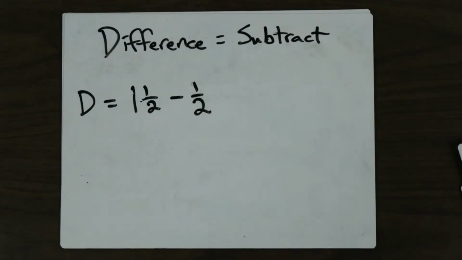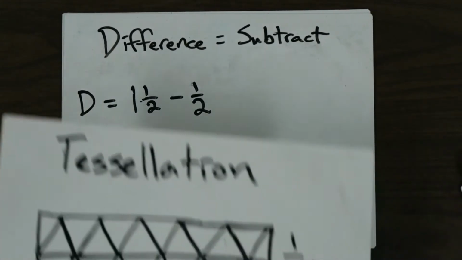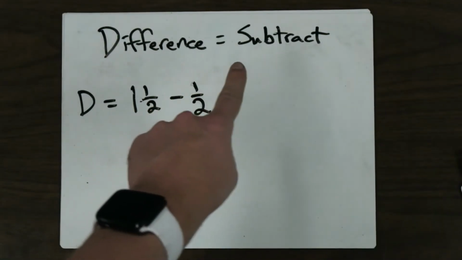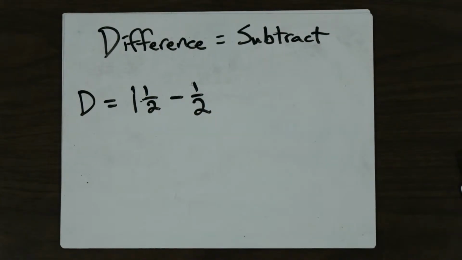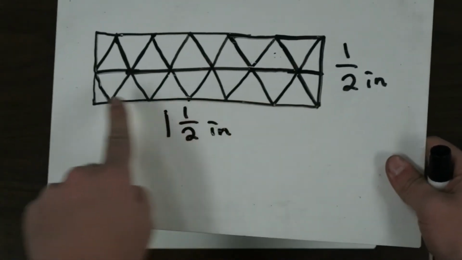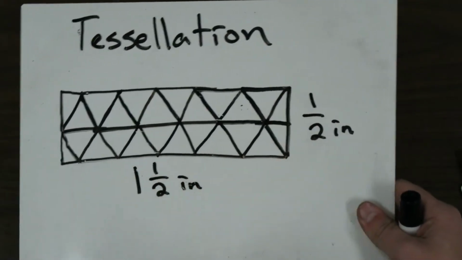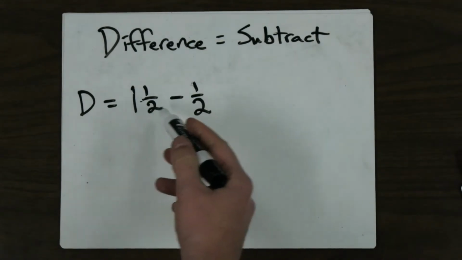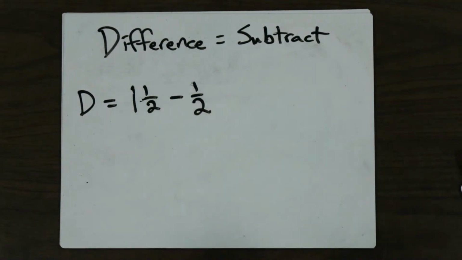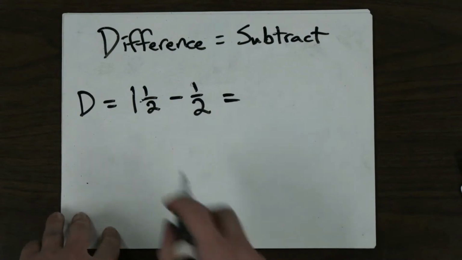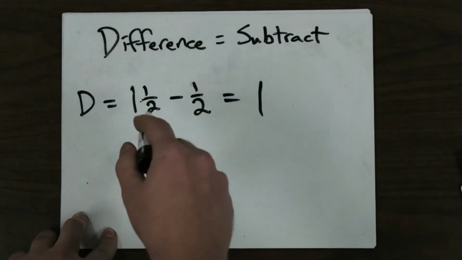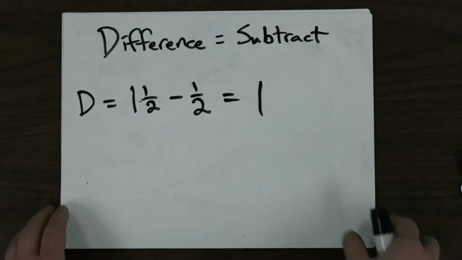Now let's say I wanted to find the difference between the length and the width. Well, whenever I see the word difference, I have to think subtract. So the difference between the length and the width is how much bigger is this side than this side. Well, to do that, I'm just going to take the big side and subtract the other side. Well, this one's pretty easy. 1.5 minus 1/2 is just going to equal 1. I'm taking this half and I'm subtracting it. So I'm just left with 1 whole.